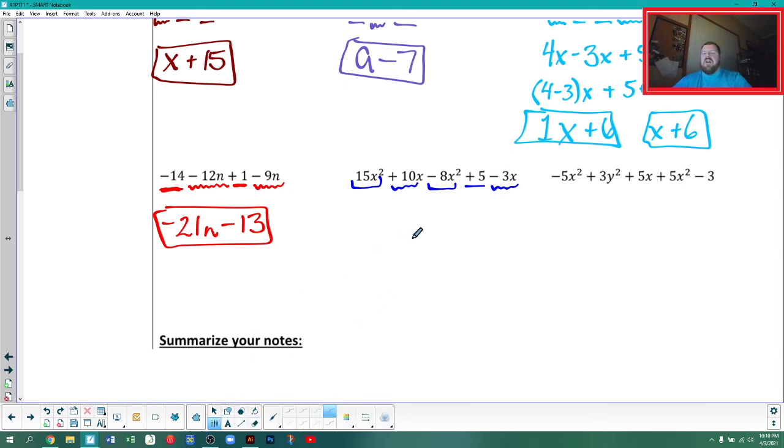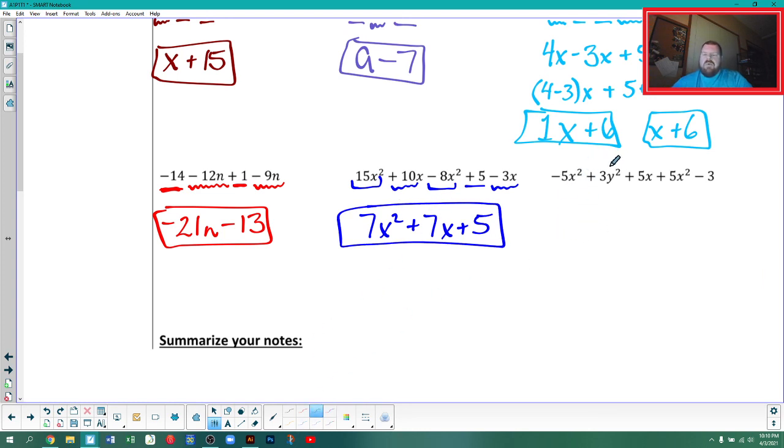So I'm going to deal with the x squareds first. As far as x squareds go, I have 15 and negative 8. 15, negative 8, slam those together, we get 7x squareds. Now, x term wise, I have 10 and negative 3. That's going to give me a 7x. And then number wise, I just have a 5. And there we go. That's all there is to it.